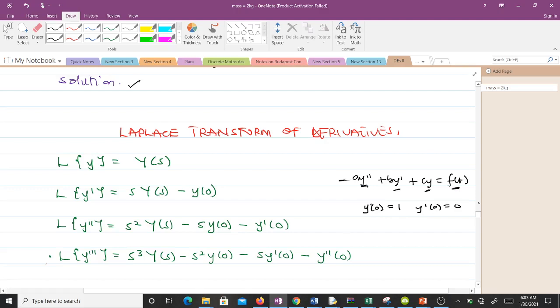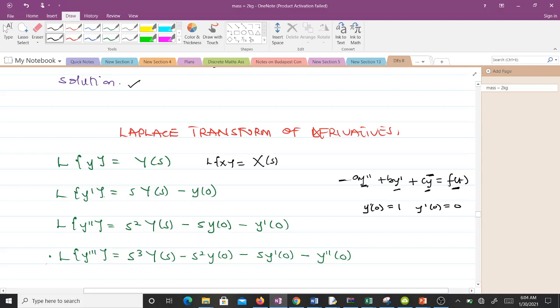So we have to learn how to find the Laplace of derivatives, because if you don't know how, then you can't find the Laplace of y'', y' and y. So we have to learn how to find the Laplace transform of derivatives. The Laplace of this y, for instance, is equal to a certain big Y of s. If it was x, then the Laplace of x will be a certain big X of s.